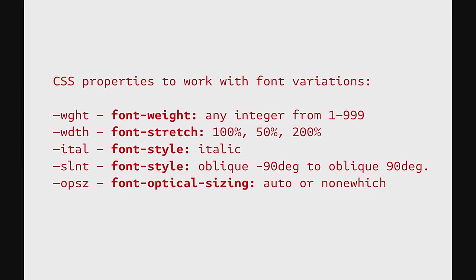And for optical size and custom axes, it makes total sense to have a new property. But haven't we already got properties for weight, width, italic, and slant? Of course. So here is how you can access different axis settings with the already existing properties. And I recommend you use those.